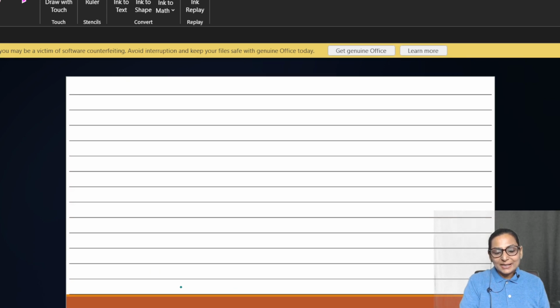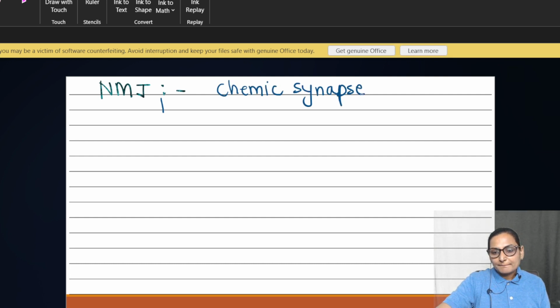Okay, so let's begin with the neuromuscular junction. When we begin with the neuromuscular junction, remember that it is a type of chemical synapse, and it will have one presynaptic portion.